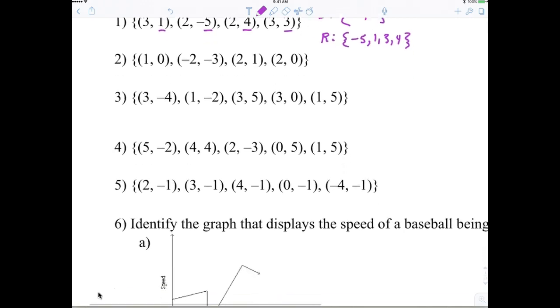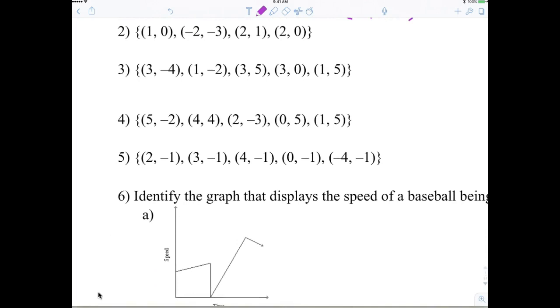All right. Now for question number 3, same principle: domain, range. Your domain looks like it's what? Yes, 1 and 3. And your range looks like -4, -2, 0, 5. Anybody have any questions? It's simple. All right. Very important though.